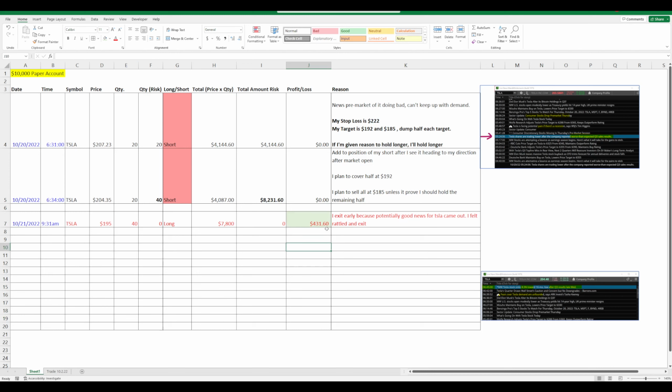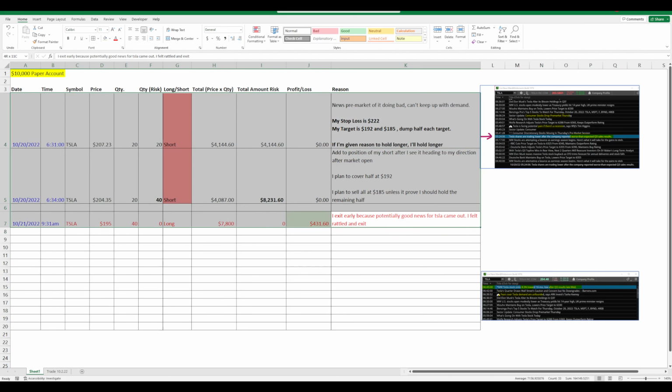Right? 431.60 profit. I exit early because there could be breaking news for Tesla. Hey, we got inventory. Hey, vendors are willing to help us manufacture cars and stuff. I don't know. Right? So that's why I exit. And then that's a good trade. So I might make a note of this.